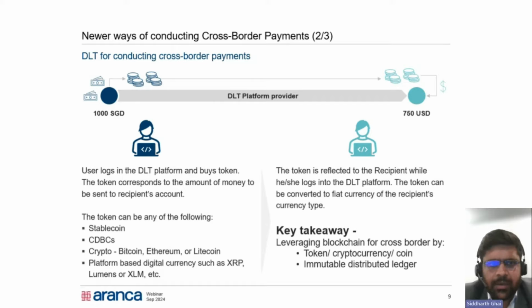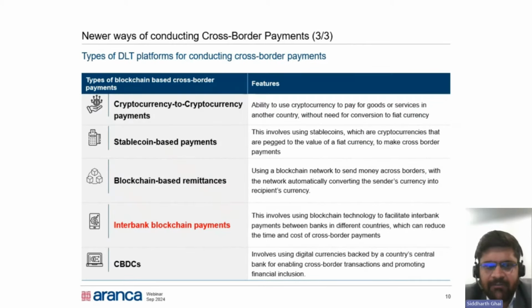The newer ways of conducting cross-border payments include 5 different types of blockchain-based payment methods. One is cryptocurrency to cryptocurrency payments, wherein the cryptocurrency is bought by the sender. It transmits to the receiver, and the receiver uses that cryptocurrency for doing purchases. So that is a type of overseas transaction wherein the cryptocurrency is transmitted to the receiver, and the receiver utilizes the cryptocurrency to do the transactions.